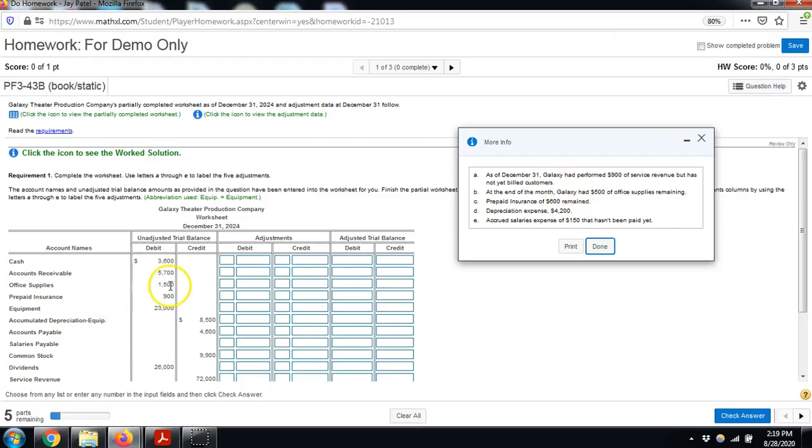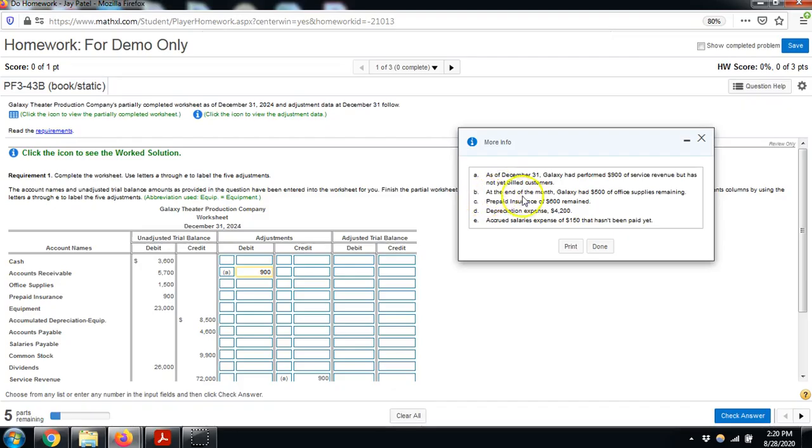So what this means is that we are going to have an adjustment. This is letter A here. Service revenue is going to be a credit, so we're going to increase our service revenue by $900. And since we haven't yet collected the cash, we're going to increase our accounts receivable by $900. Okay, so that's the first one.